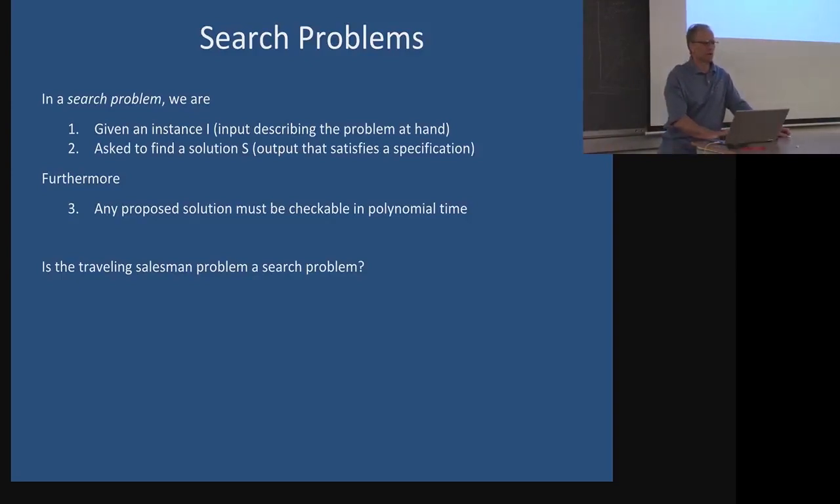Is the traveling salesman problem a search problem? Yeah. It's a little hard to see. Why do you say yeah? You're searching for the smallest Hamiltonian cycle. All right, so if someone gives you back a Hamiltonian cycle and says this is the smallest, how do you verify that it is the smallest? You have to solve it again.